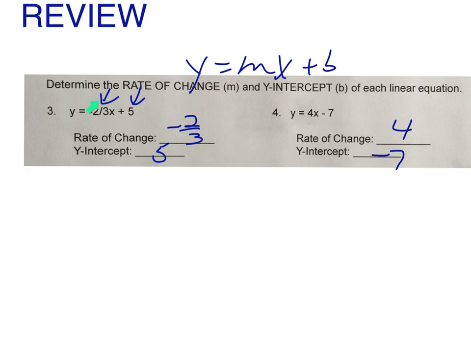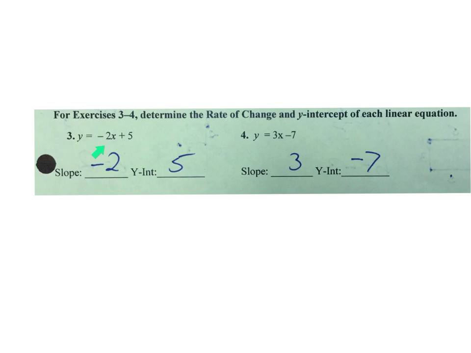Okay, make sure you're copying your rate of change or slope right here. Copy the negative. And whatever's added or subtracted is your y-intercept. 4 is your slope or rate of change, and the -7 is the y-intercept. So same thing, -2 here. Slope is the same thing as rate of change, +5. Slope is the same as rate of change, 3, and that is a -7.